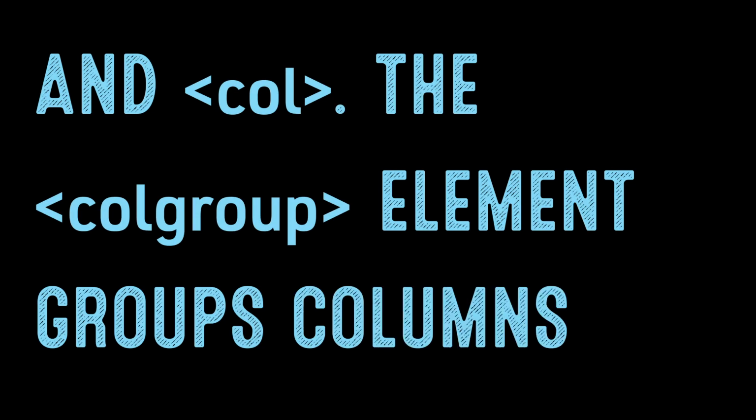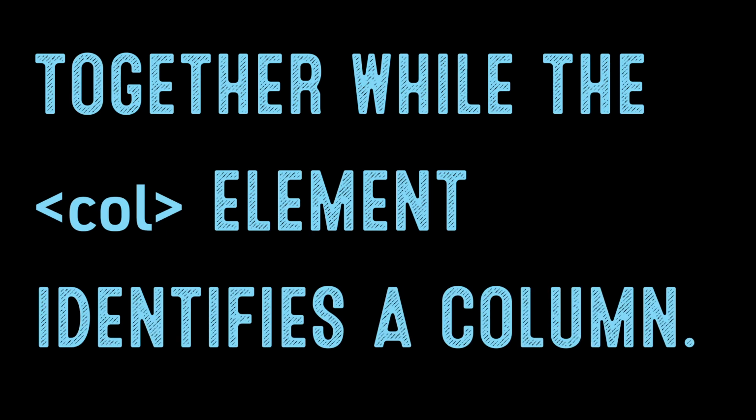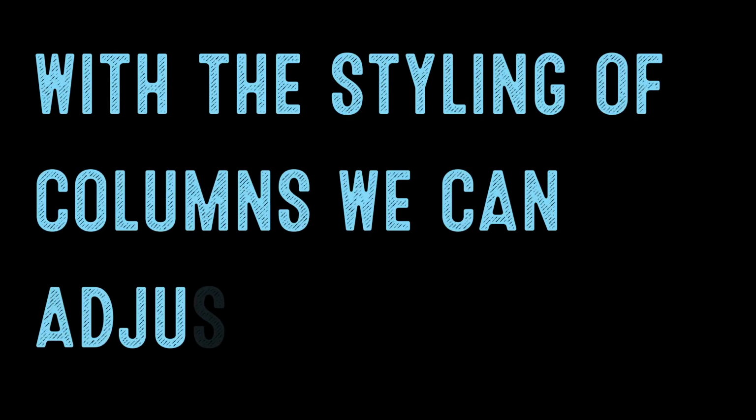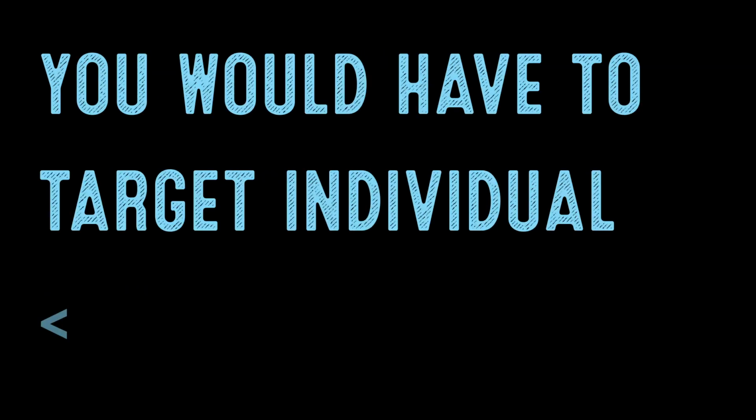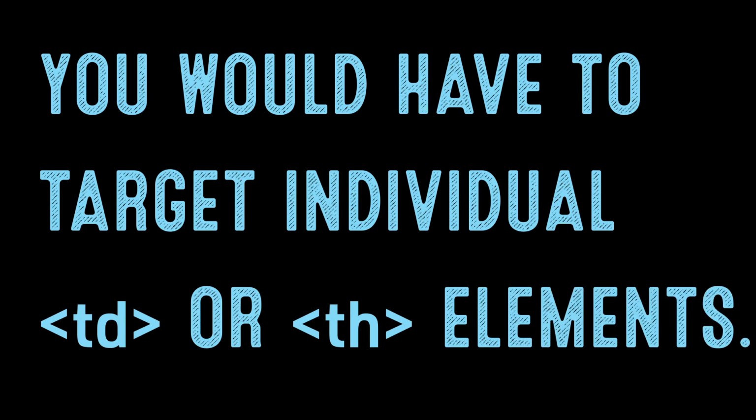The column group element groups columns together, while the column element identifies a column. With the styling of columns, we can adjust the border, background, width, and visibility. For other properties, you would have to target individual table data or table header elements.